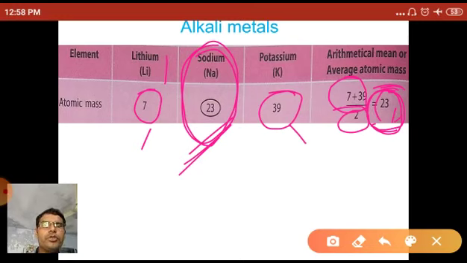So they tried to arrange the elements in sets of three elements, where the average atomic mass of the first and third elements is equal to the atomic mass of the middle element. They realized that. Now the next example.